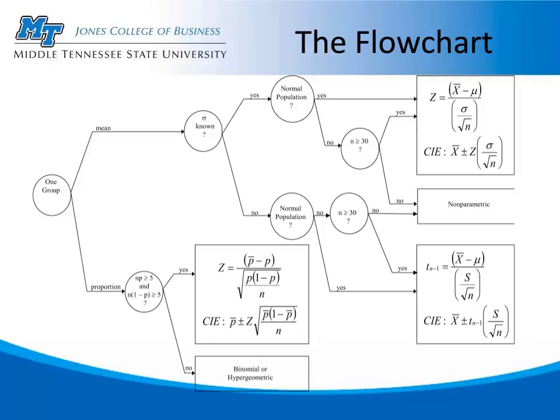Now the flowchart will work just fine for this case also. We have a problem where we're trying to estimate the proportion. Okay, is n times p at least 5 and n times 1 minus p at least 5? Well, there's no way we can tell because we don't know what the proportion value is. So we just have to assume that that's going to work out for us. And then we can go to the formula for the confidence interval estimate. You take the sample proportion plus or minus the z value times an approximation for the standard error of the proportion. You take the square root of P bar times 1 minus P bar over n.